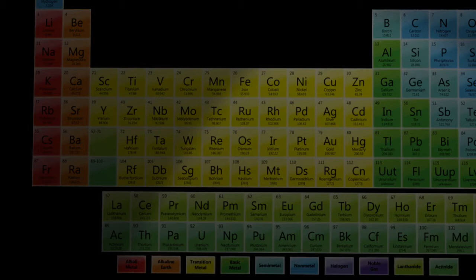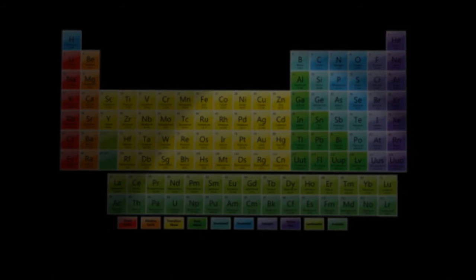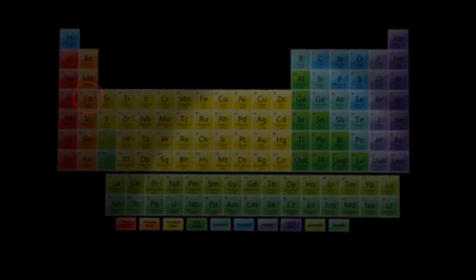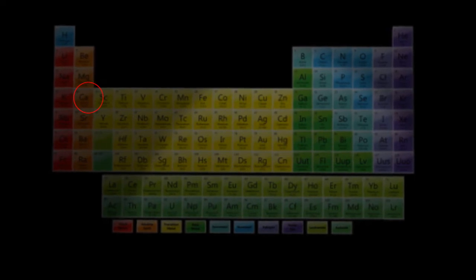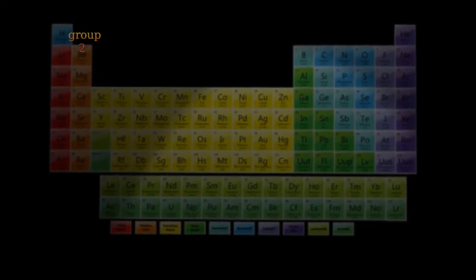Alrighty, son. The main families of the periodic table are the alkali metals, the alkaline earth metals, the transition metals, the boron family, the carbon family, the nitrogen family, the oxygen family, the halogens, and the noble, also known as inert, gases. Calcium is in the alkaline earth metals family. This family, as you can see on the periodic table, is in the second column, or group number 2.